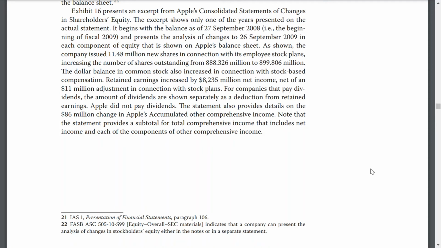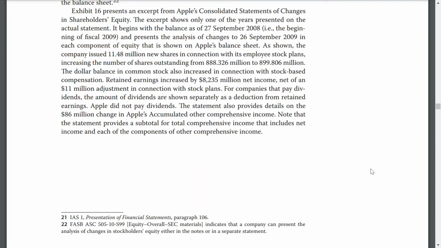As shown, the company issued 11.48 million new shares in connection with its employee stock plans, increasing the number of shares outstanding from 888.326 million to 899 million. The dollar balance in common stock also increased in connection with stock-based compensation.